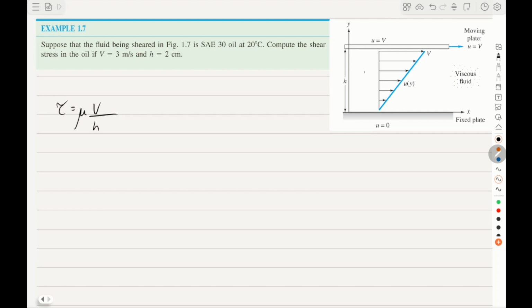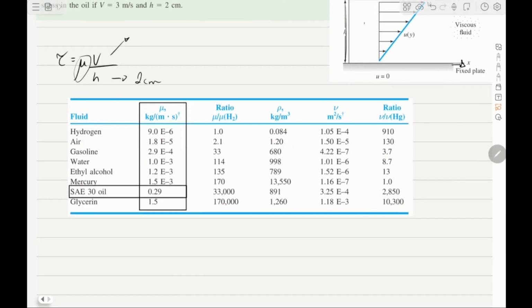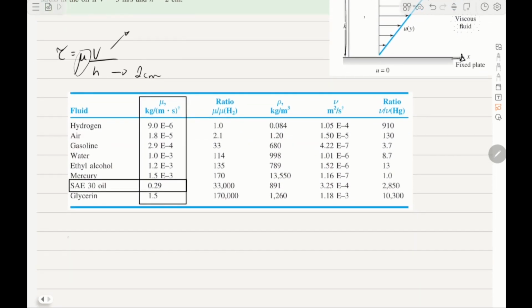Most of the information we already have. The velocity of the moving plate, we know that this is moving and this one is fixed. This distance is already shown, which is 2 centimeters. We want to know the viscosity. In the book, they present for us this table. Here in this table, we can see that the viscosity of this fluid is shown in this column. We want the viscosity of the fluid, SAE 30 oil, which is 0.29.